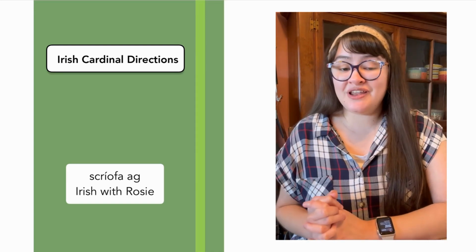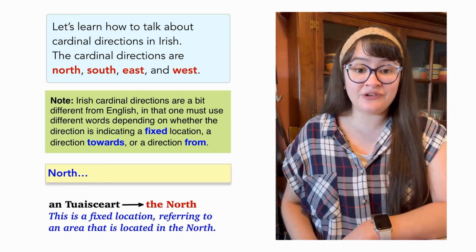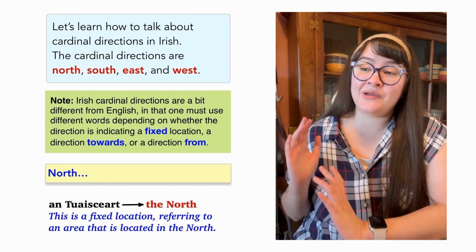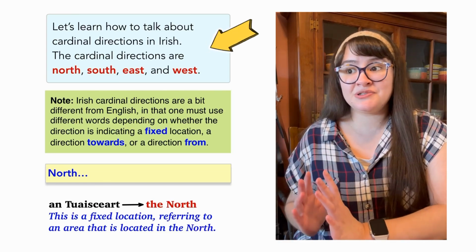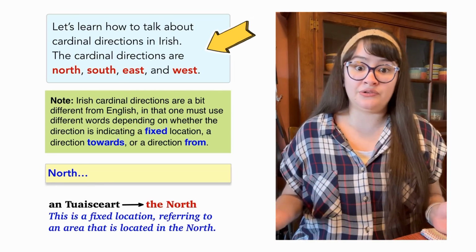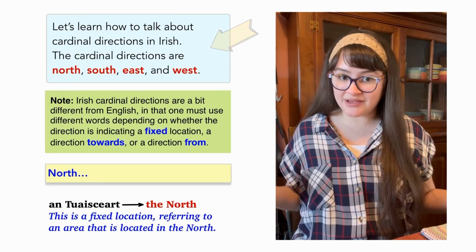As I go through this video, you'll see notes like this up on the other side of the screen, and feel free to follow along with me for the best experience. Okay, first let's look at the blue box on top. Let's learn how to talk about cardinal directions in Irish. The cardinal directions in English are north, south, east, and west.